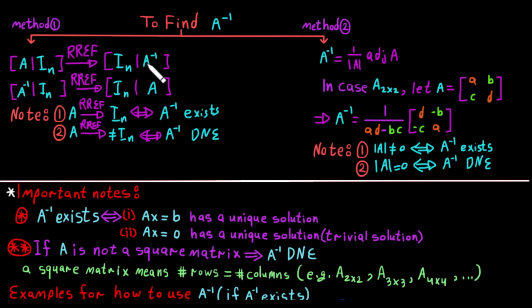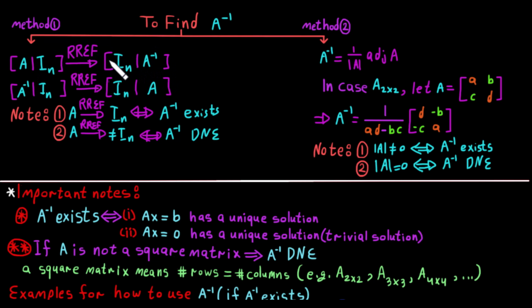And of course, if you want to go back again, if you write here A inverse and here identity, then if you apply RREF and you get the identity matrix, then here you have A. The important note: if you can transform A to identity, then A inverse exists. If you cannot transform A to identity, then A inverse does not exist. So it's very simple. If you can transform A to identity, you will find A inverse.